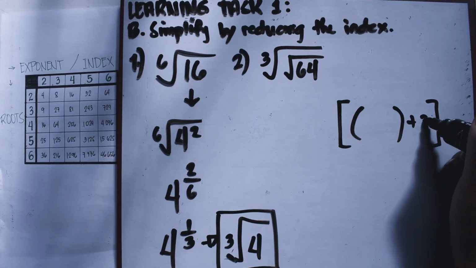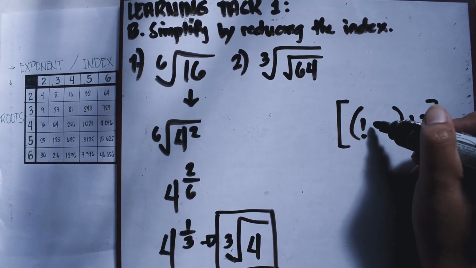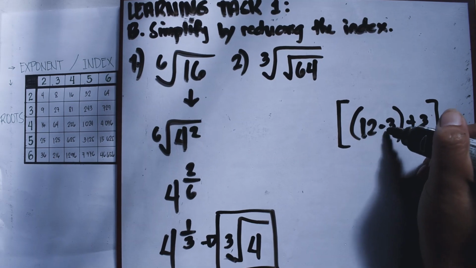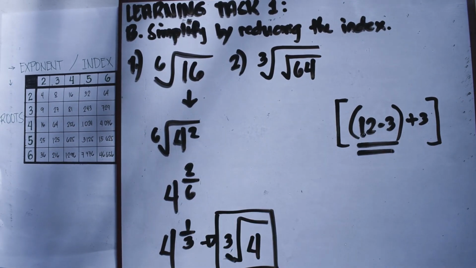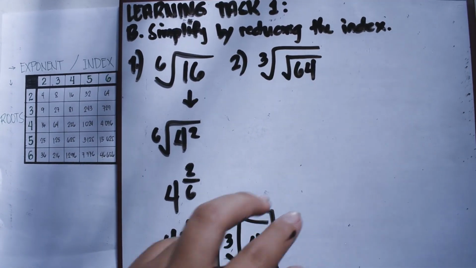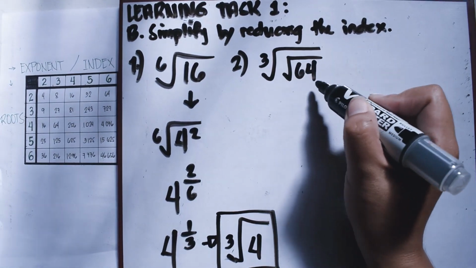Tama? So, ibig sabihin, kunyari may ganyan. Unahin natin yung nasa loob. Kunyari, nasa loob ay, for example, 12 minus 3. And then, syempre, inuuna natin to, di ba? Bago tayo mag-proceed sa pag-add ng 3. Ganun din dito. Simula sa loob, palabas po tayo. So, ito muna ang isosolve natin, itong nasa loob na square root of 64.